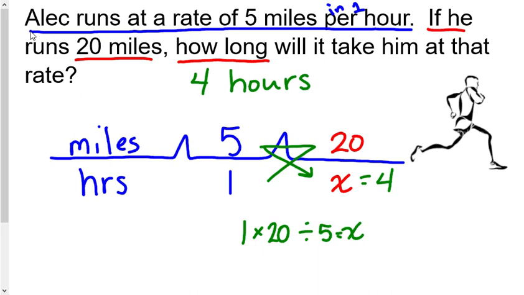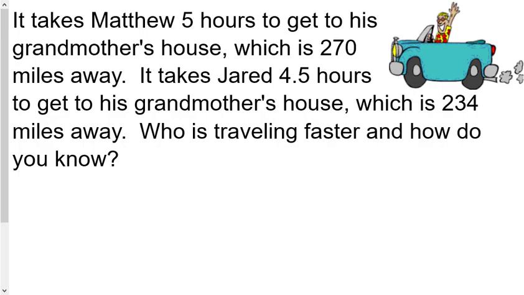All right, I actually do want to look at one last scenario just for a moment to explain why we use this sort of thing. So it takes Matthew 5 hours to get to his grandmother's house, which is 270 miles away. It takes Jared 4 5/10 hours to get to his grandmother's house, which is 234 miles away. Who is traveling faster, and how do you know?